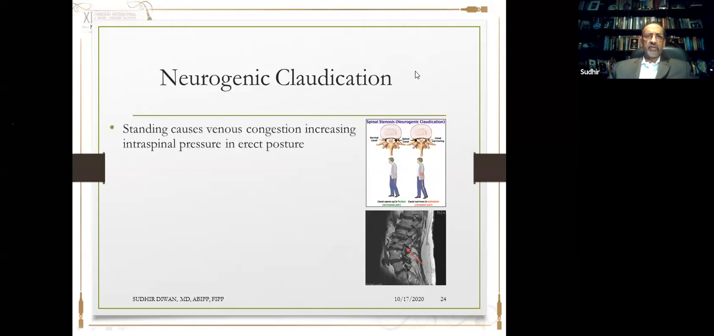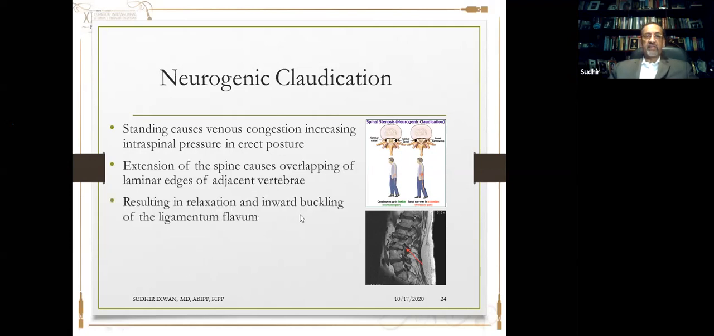So with neurogenic claudication, standing causes venous congestion. Extension of the spine causes overlapping of the lamina, and the laminar ridge, when it overlaps, contributes to canal stenosis.